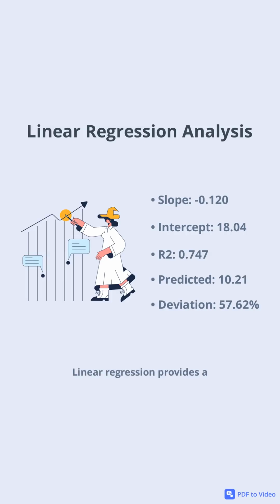Linear regression provides a statistical approach to trend analysis. DJT's slope is minus 0.12, indicating a slight downward bias over the measured period, while the intercept is 18.04. The R-squared value of 0.747 suggests a strong fit, meaning recent price action closely follows the regression line. The predicted price is 10.21, with a deviation of 5.88, or 57.62%. This analysis helps quantify the trend and assess potential mean reversion.